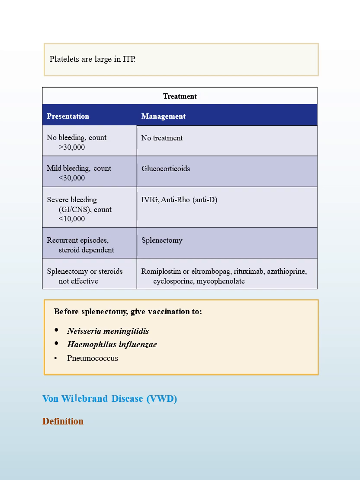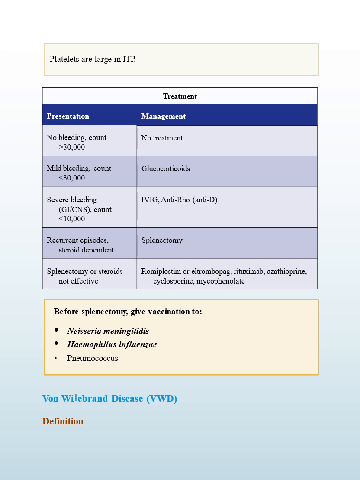If there is no bleeding, the count is over 30,000, no treatment necessary. This is number 1 scenario. Number 2 scenario, if we have mild bleeding, the count is less than 30,000, the treatment will be glucocorticosteroids. Number 3 scenario, if we have severe bleeding, GI or CNS, and the count is less than 10,000, we need to treat with IVIG and anti-D or anti-Rho.